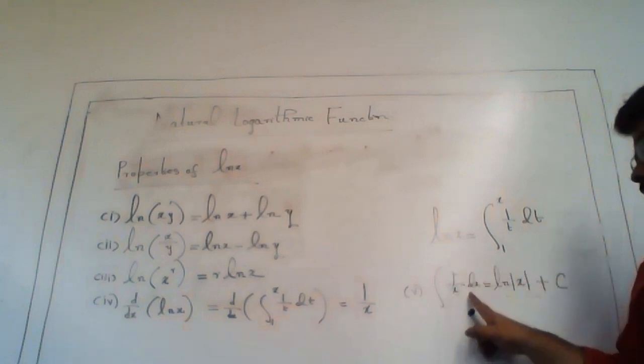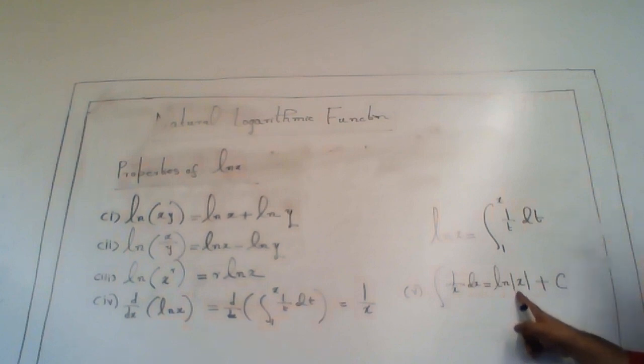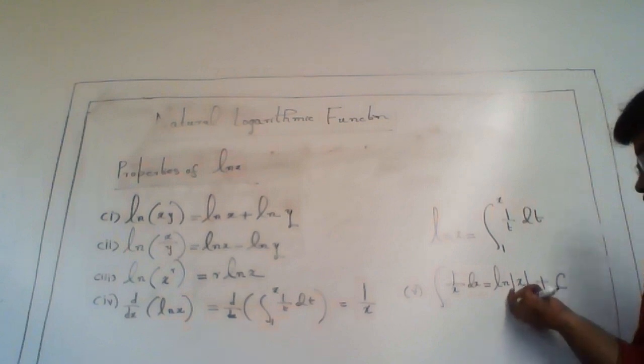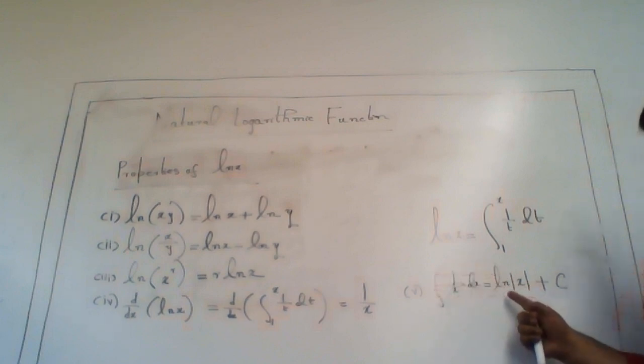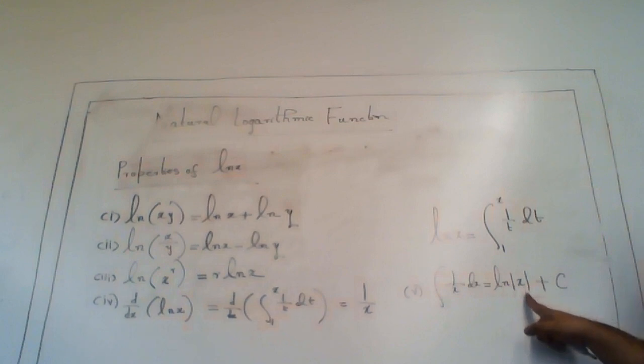So integral of 1 over x. It is not that compulsory to write those bars, but it is good to write the bars just to show that I am trying to make the domain of ln x positive, right? So integral of 1 over x dx is equal to ln absolute value of x plus c. Okay, so this is the next very, very important formula.